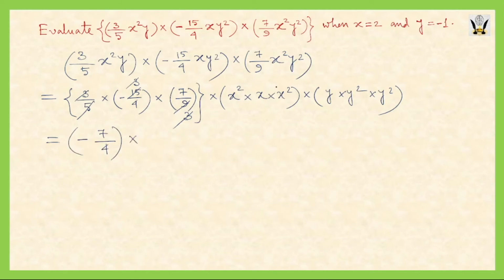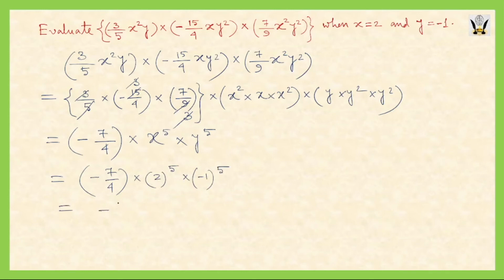Now here the powers will be added again: 2, 1, 2, so x to the power 5, and here we have 2, 2, 1, so y to the power 5. Fine. Now the values of x and y are given, so we will put them in this expression. x is 2, so it will be 2 to the power 5, and y is minus 1, so minus 1 to the power 5.